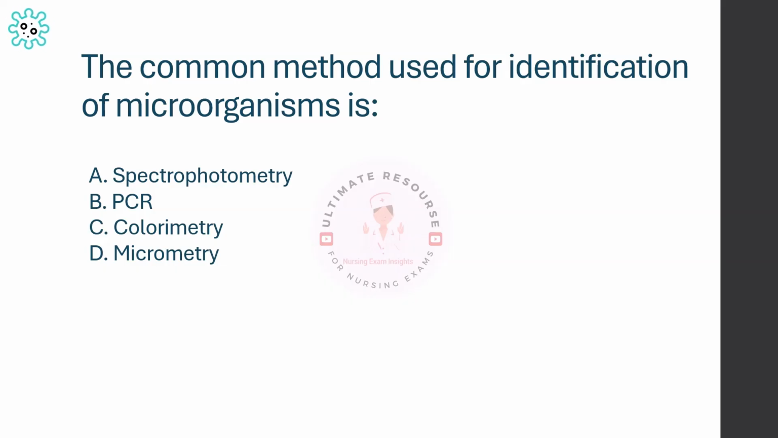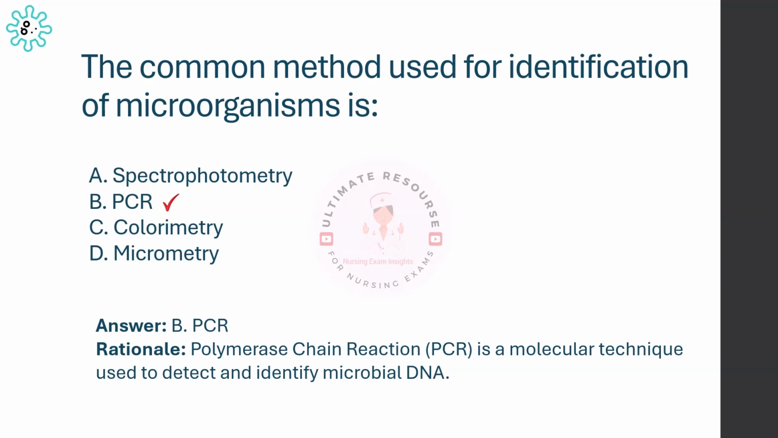The common method used for identification of microorganisms is, options are A. Spectrophotometry, B. PCR, C. Colorimetry, D. Micrometry. The answer is B. PCR. The polymerase chain reaction, PCR, is a molecular technique used to detect and identify microbial DNA.